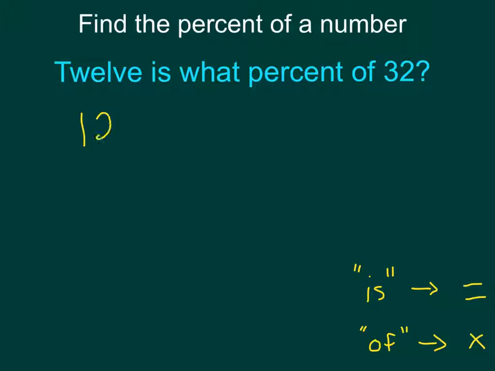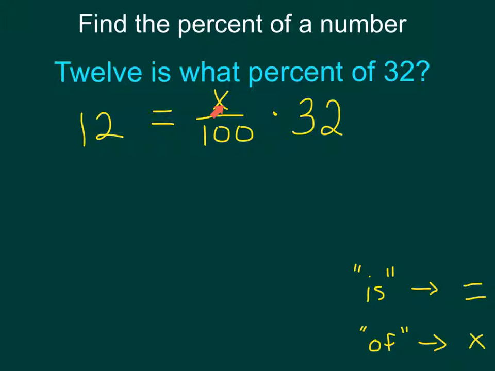So 12 is means equal, what percent? So here's where my variable is going to be. It's going to be what percent. So I know percent means per 100. So I'm going to put x per 100% of, remember of means times, 32. And now I have an equation that I can solve.